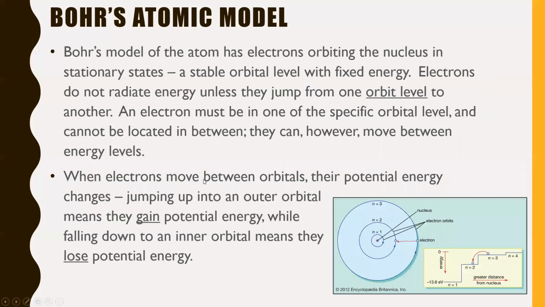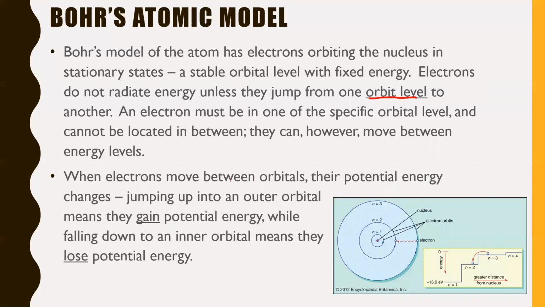So Bohr's model of the atom has electrons orbiting the nucleus in stationary states, a stable orbital level with fixed energy. The electrons do not radiate energy unless they jump from one orbit level to another. An electron must be in one of the specific orbital levels and cannot be located in between. They can, however, move between energy levels. So it's just repeating it again. An electron in each of these shells can move from one shell to another.